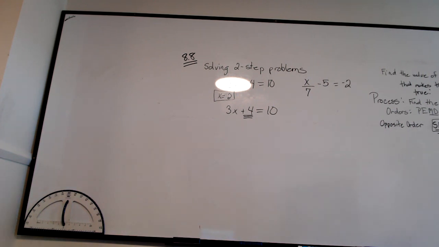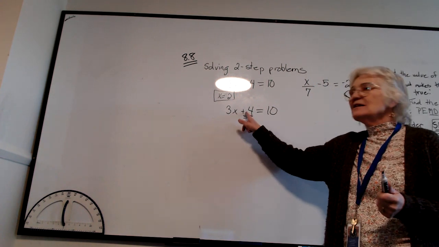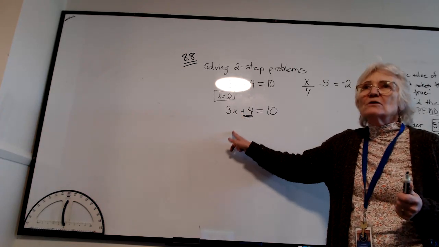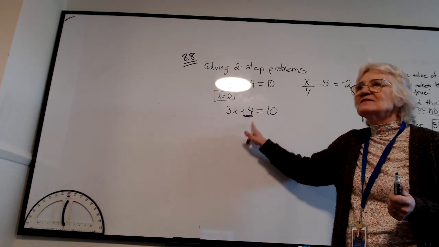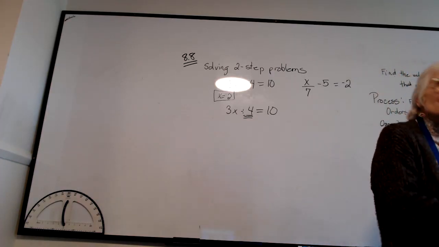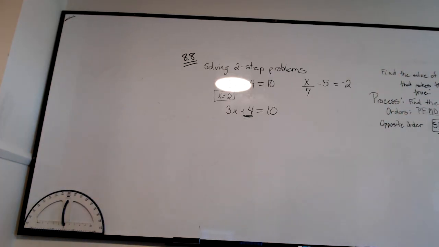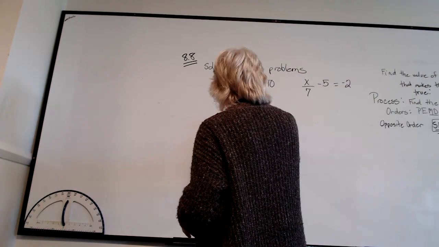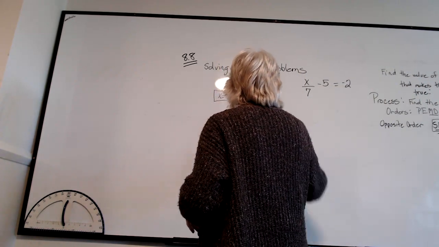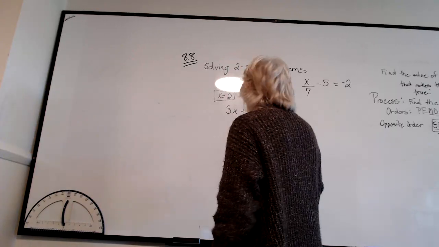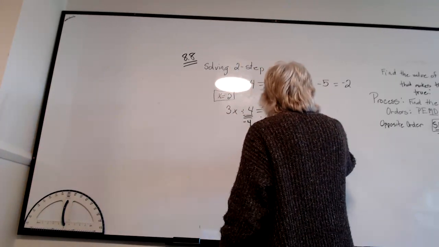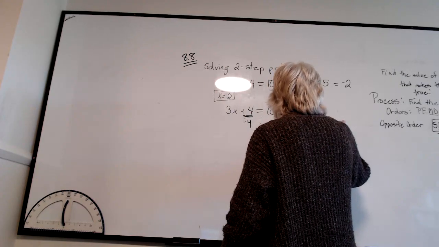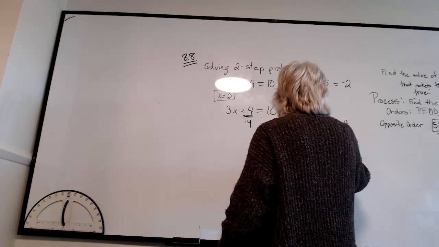We want to get rid of it on this side. In other words, we want to make it 0. So if I have positive 4, what do I do to make it 0? Negative 4. You add the opposite, which is negative 4. So if I do that on that side, I do the same thing over here. So step 1 is to subtract 4 from both sides.